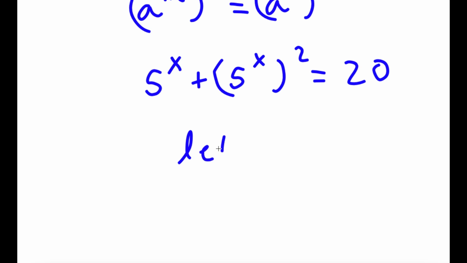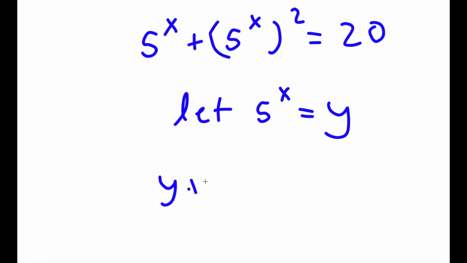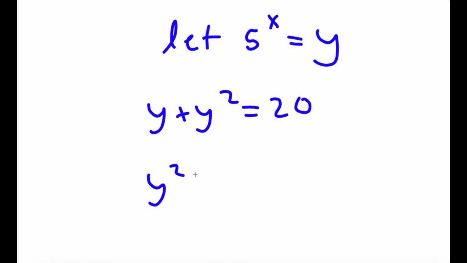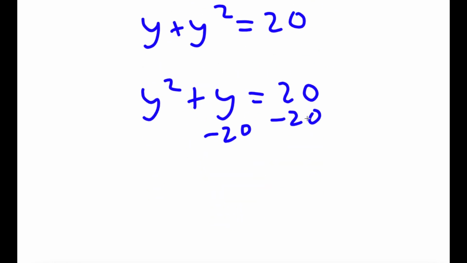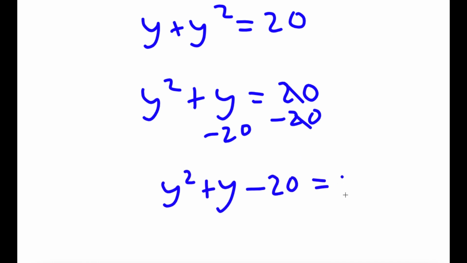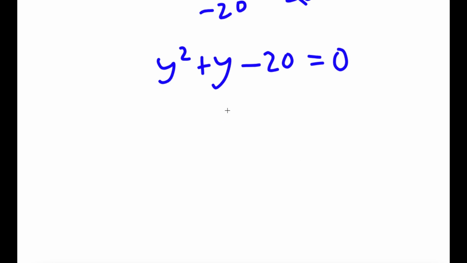Now I'm going to let 5 to the power of x equal to the variable y. So now if I substitute in y for 5 to the power of x, I get y plus y squared is equal to 20. And I can rewrite this as y squared plus y is equal to 20. So now I'm going to subtract 20 on both sides. These two cancel out, and I have y squared plus y minus 20 is equal to 0. So now all we have to do is simply factor this out. Y is the same thing as 5y minus 4y.